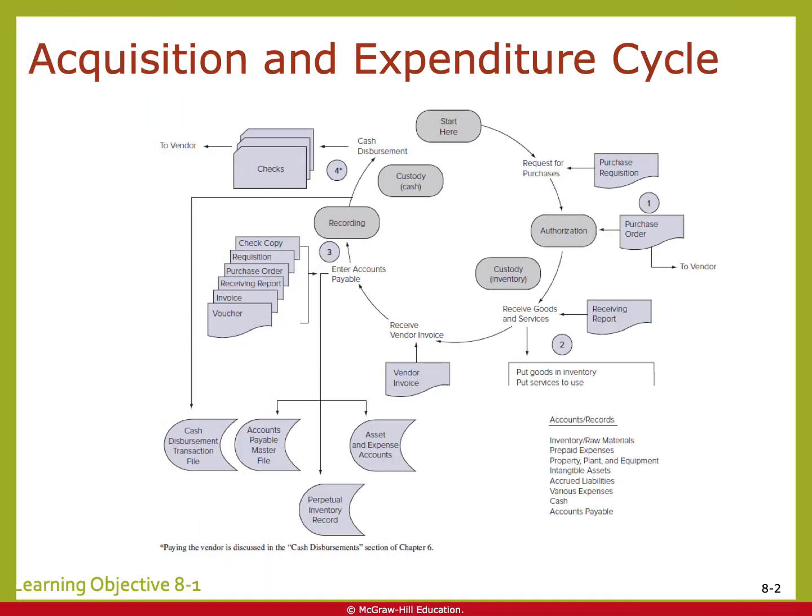One of the primary objectives of auditing the acquisition and expenditure cycle is to verify that all transactions within this cycle are appropriately authorized. This involves scrutinizing the documentation associated with each stage, from purchase requisitions and orders to receiving reports and invoice approvals. Auditors aim to ensure that only authorized individuals have the power to initiate, approve, and execute transactions, mitigating the risk of fraudulent or unauthorized activities.